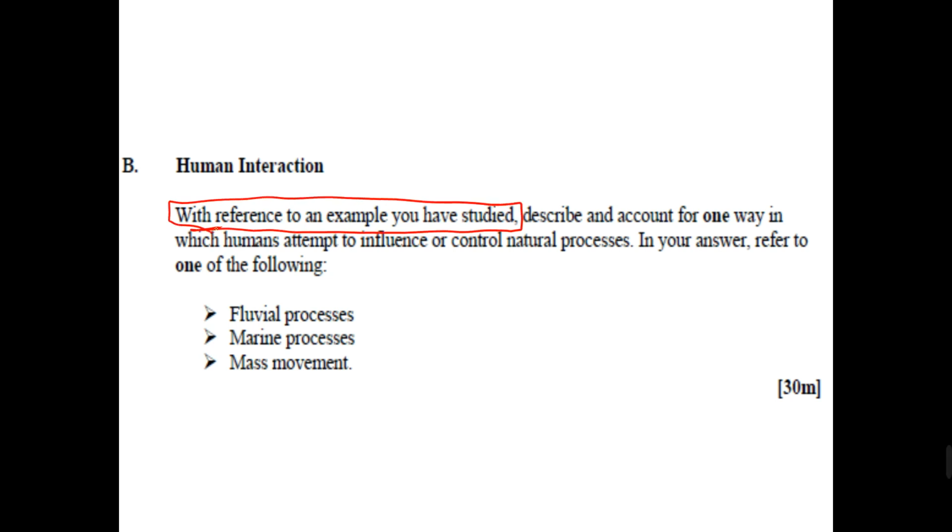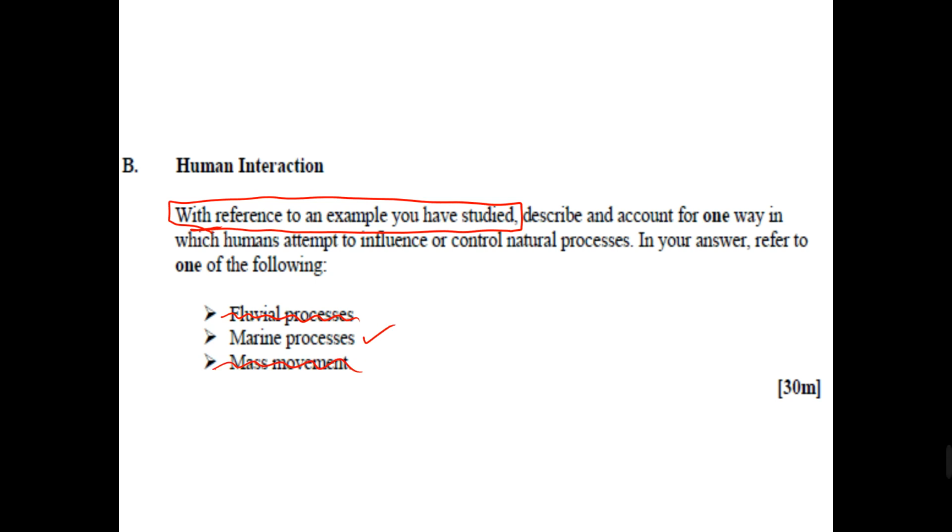So all we've done so far is talk in general about hard methods and soft methods. Now I know we did mention that maybe they were in Curracloe or in Rosslare, but we didn't look at a specific area that's been affected by coastal interaction. So we have to look at one part of the coast that has been affected by human interaction. Now just take a look down here. Fluvial means rivers, we're not doing that. Marine means coast, and we haven't done mass movement. So you're always going to be looking at the marine processes option.